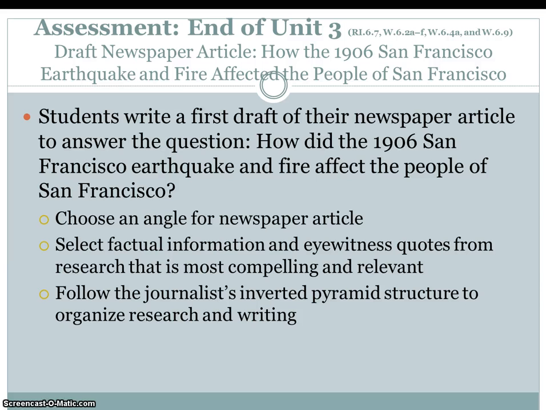End of Unit 3 assessment is a draft newspaper article. How the 1906 San Francisco earthquake and fire affected the people of San Francisco. Students will write a first draft of the newspaper article to answer the question, how did the 1906 San Francisco earthquake and fire affect the people of San Francisco? They will choose an angle for the newspaper article. They will select factual information and eyewitness quotes from research that is most compelling and relevant, and then follow the journalist's inverted pyramid structure to organize research and writing.